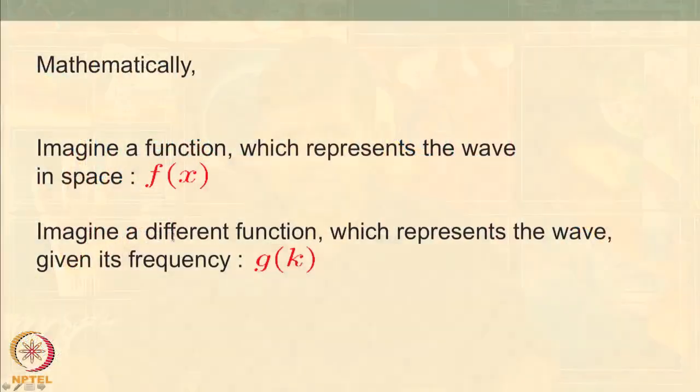So, either you can specify the function itself or you can specify the frequency, and these can be equivalent at some point, and this is very useful. So, for example, imagine a function which represents the wave in space, which is f of x. You can imagine a different function which represents the wave given its frequency, as a function of its frequency. So, you can represent g of k or g of omega.